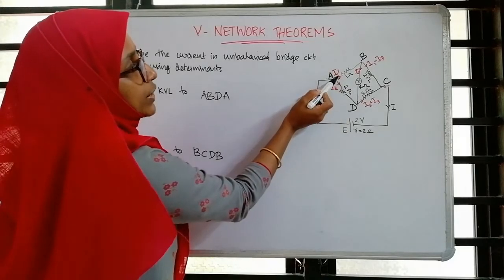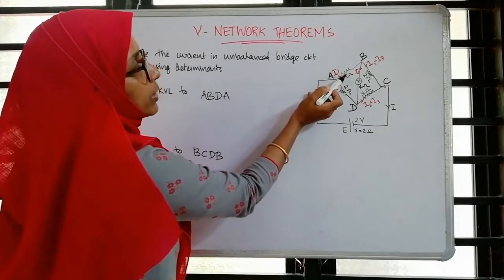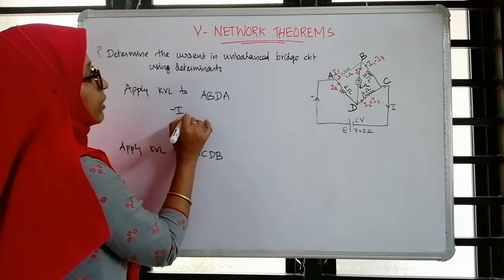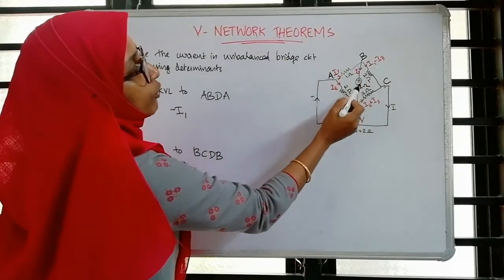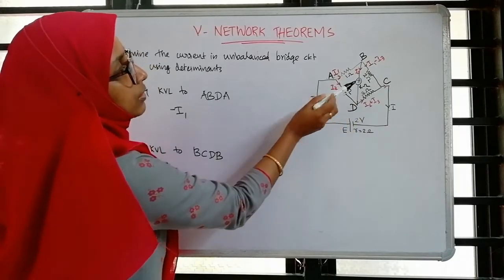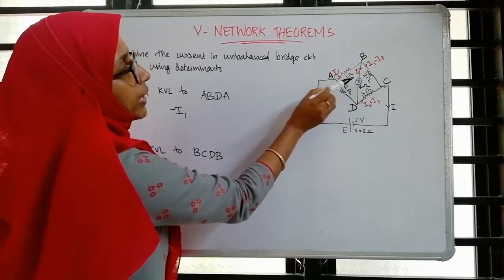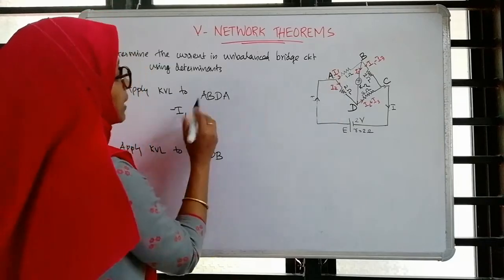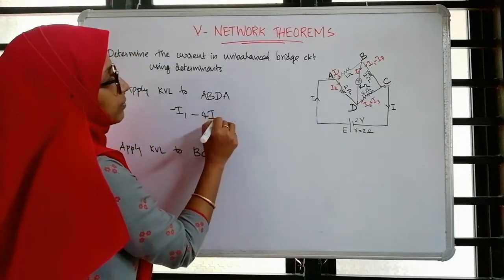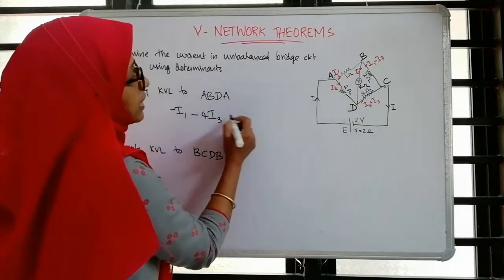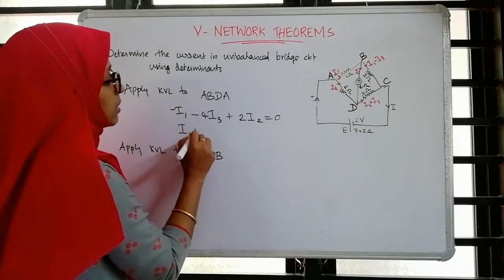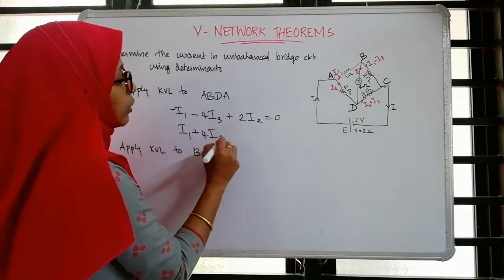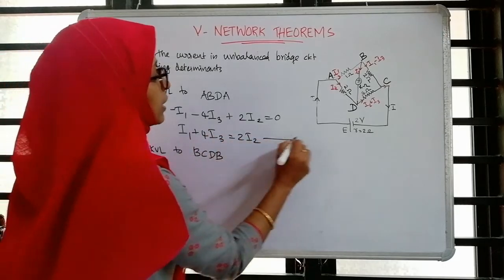The current direction and path are the same through resistance 1, that is minus I1. And here also B to D, I3 into 4, the internal resistance of this component, same direction, minus 4 I3. And here, opposite direction, plus 2 I2 equal to 0. That is I1 plus 4 I3 equal to 2 I2. Leave it as equation number 1.